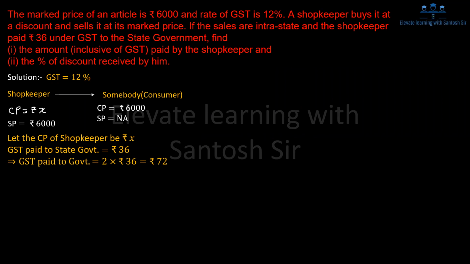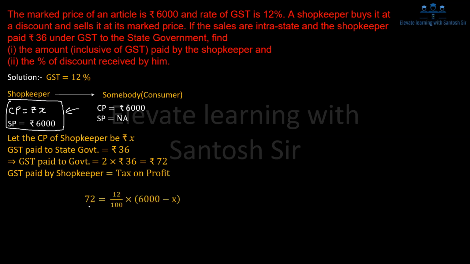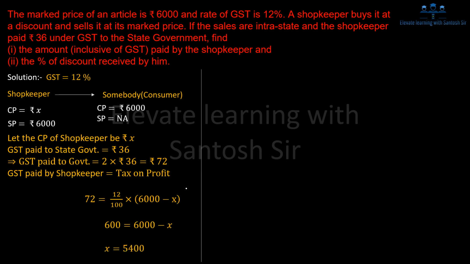If I consider the CP of shopkeeper to be X, his profit can be 6,000 minus X. Now we know that GST paid by him is 72 rupees, which is equal to tax on profit, that is 12% of 6,000 minus X. We know that 12 ones are 12 and 12 sixes are 72. We can transfer 100 on that side. We get 600 is equal to 6,000 minus X. We get X is equal to 5,400. It means that the CP of shopkeeper is nothing but rupees 5,400.